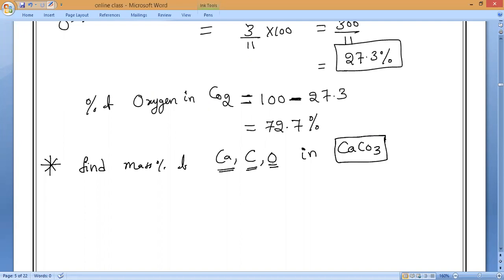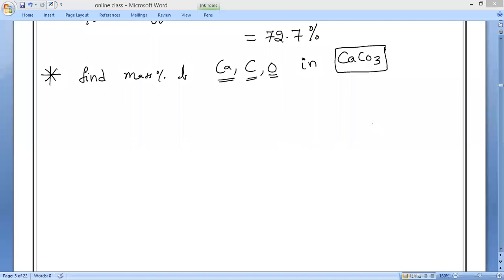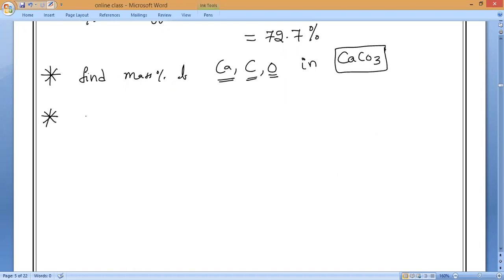Till here, any doubt, anybody please ask. Clear? Now the next question is the most important one. Please write it. The question is: prove the law of conservation of mass. Very, very important question. Prove the law of conservation of mass.